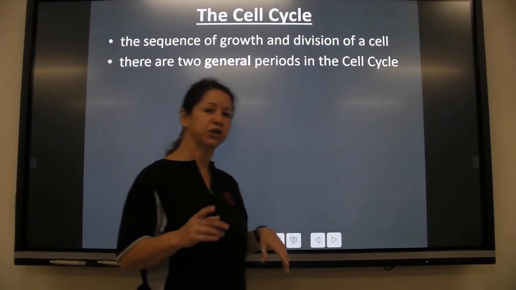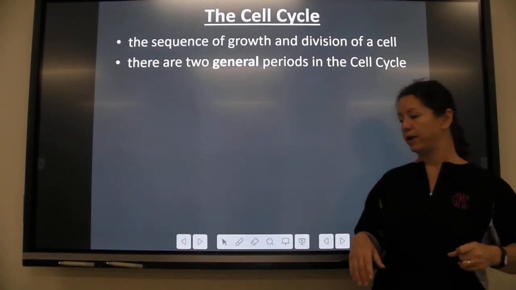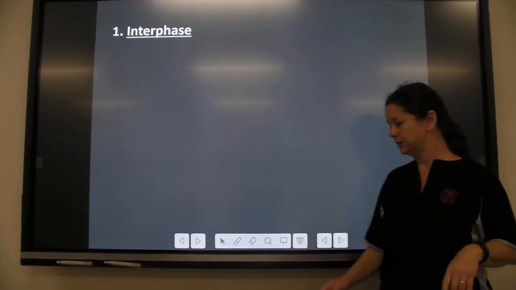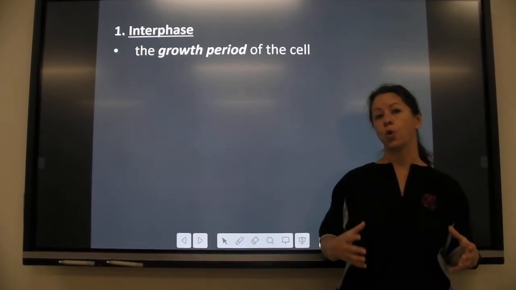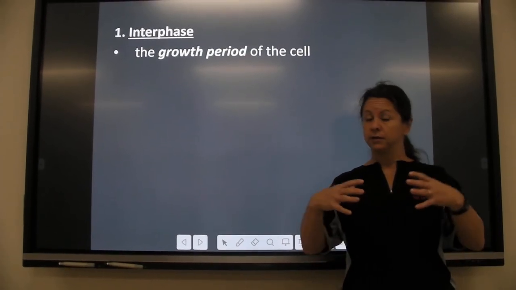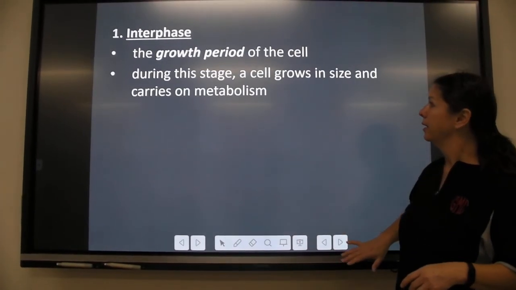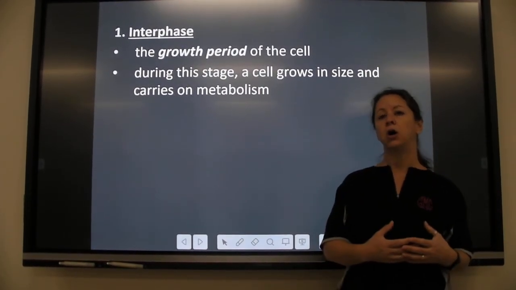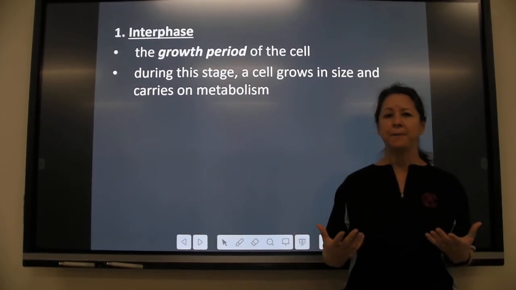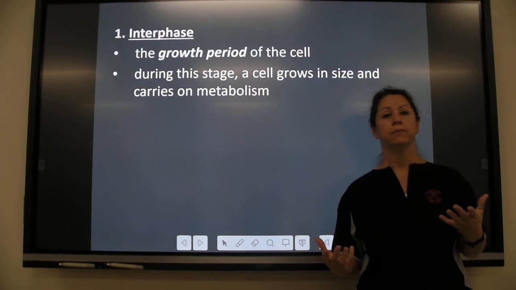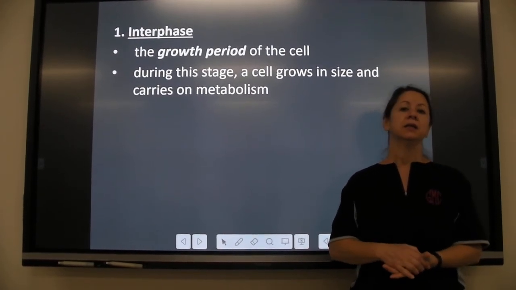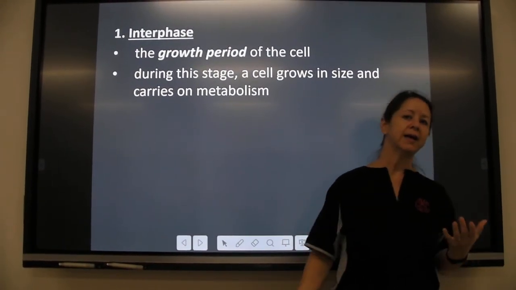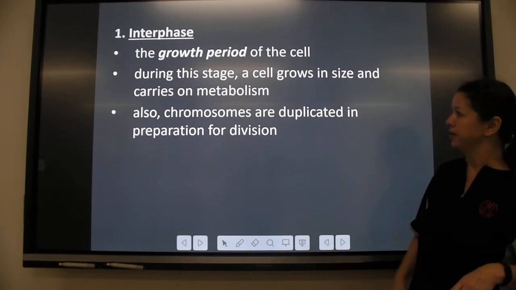There are two general periods in the cell cycle. The first one is called interphase. Now, interphase is the growth period of the cell. Literally, the cell's getting bigger. It is during this stage that a cell grows in size and carries on metabolism. And what that basically means is it's just doing its work. That's what it means to carry on metabolism. The cell is doing the work that it needs to do, whatever its job is in the body, it's doing that job. And that all happens during interphase.